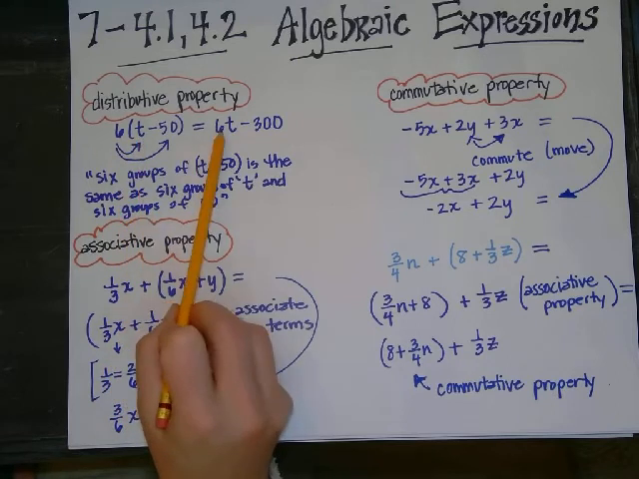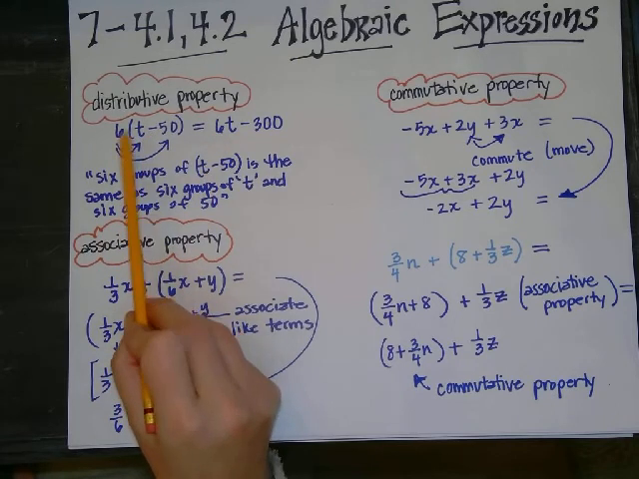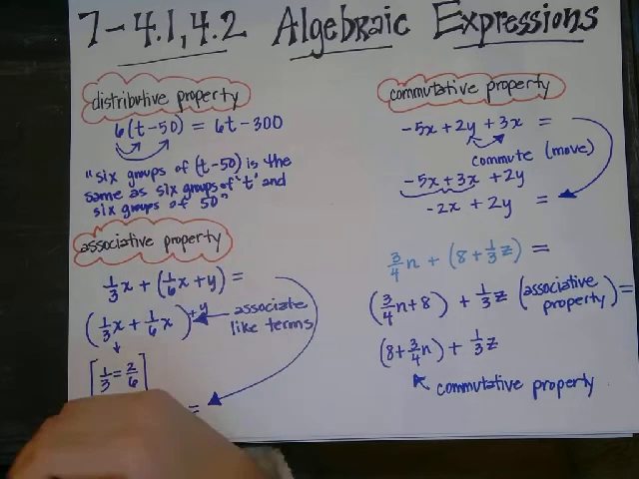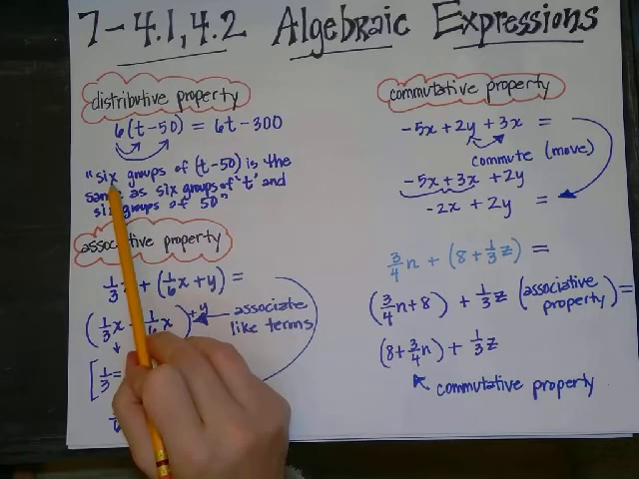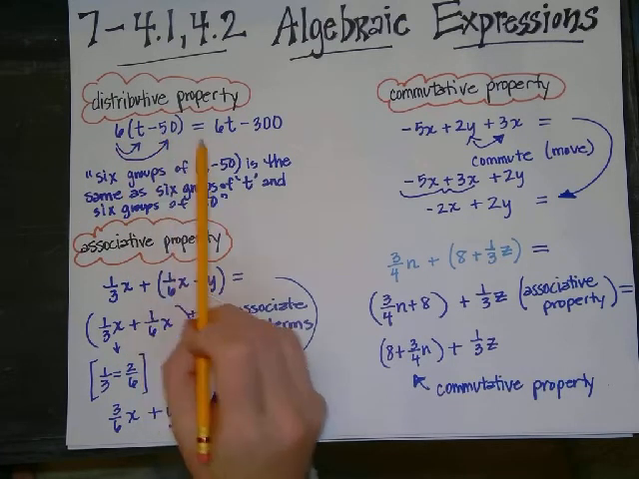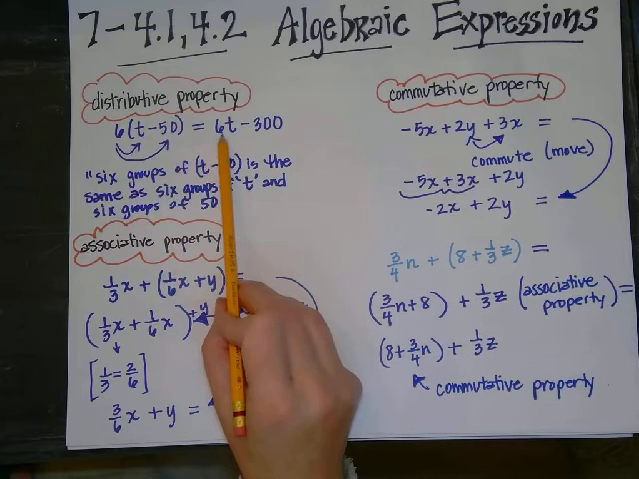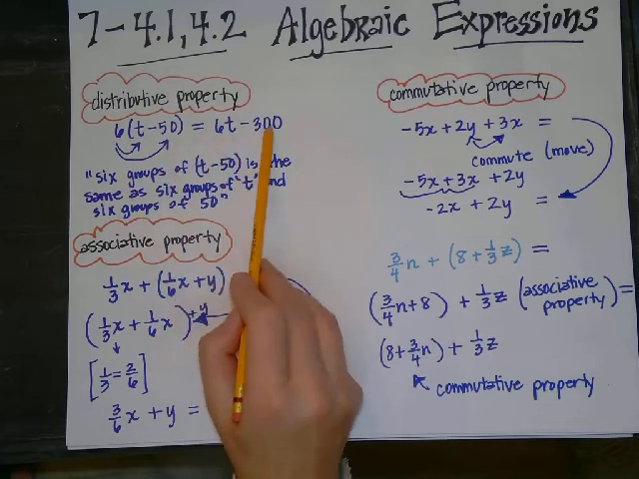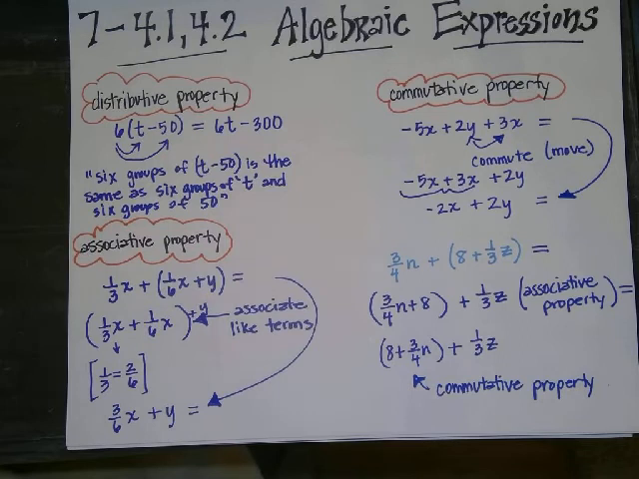6 times t is 6t. And then we're going to subtract the next, which is 6 times 50, and we get 300. So a way that we would read this is 6 groups of t minus 50 is the same as 6 groups of t minus 6 groups of 50, which is 300.